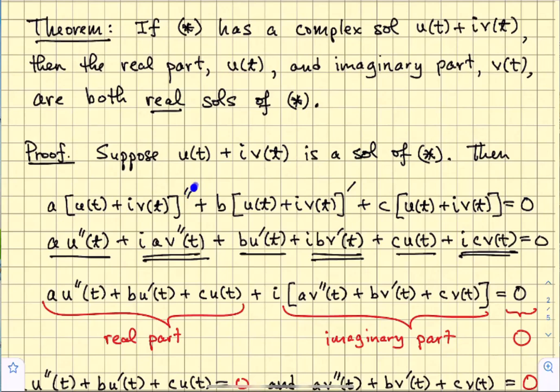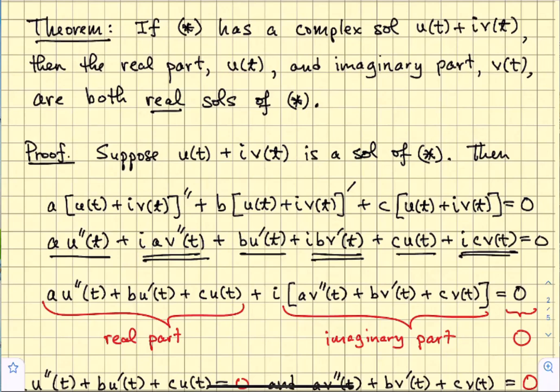Now, if I take the second derivative here, treating i just like a constant, I get a u double prime, and here I get a v double prime. I distribute the a. Then, taking the first derivative, I get a u prime and a v prime. I distribute the b, and I'll just distribute the c. Now if you stare at this, I want to group all of the u terms together and separately from all of the v terms. The single underlined terms are all the u stuff. The double underlined terms are all the v stuff.